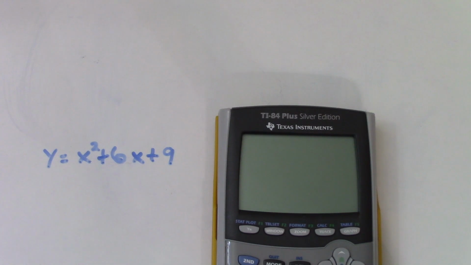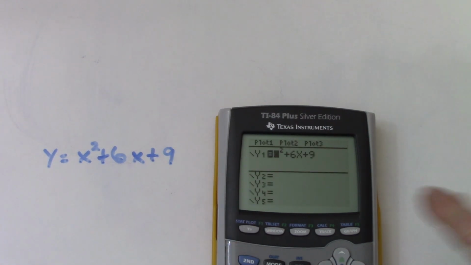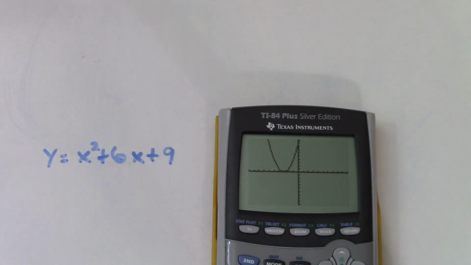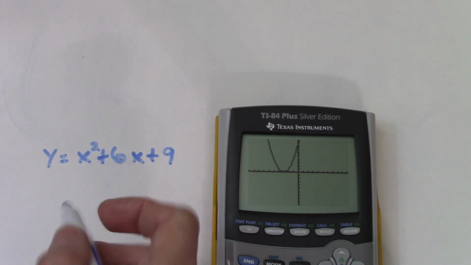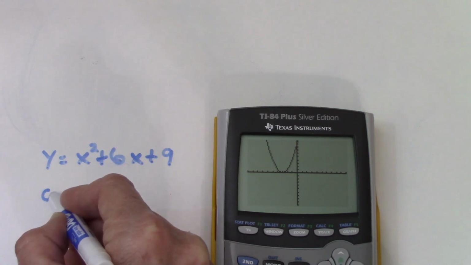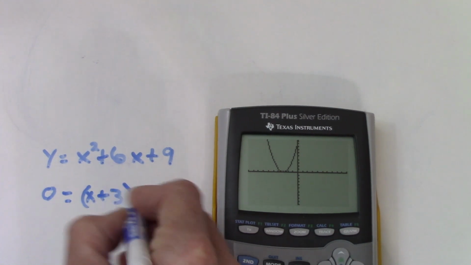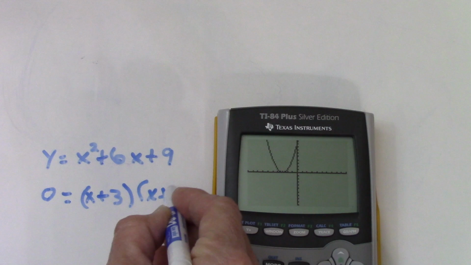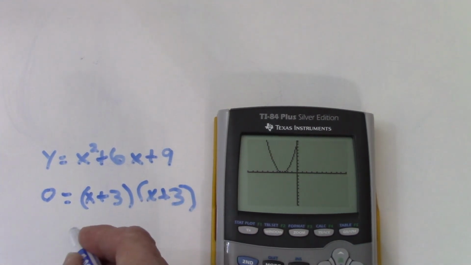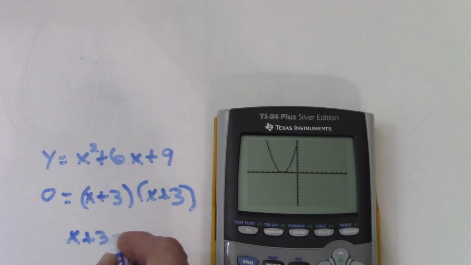Okay, let's look at this quadratic equation, y equals x squared plus 6x plus 9. And if we graph this one, what we'll see is that it touches. It only has one, well, it has 2 roots, but they're both the same. And that's because when we go to factor this, and we'll set this equal to 0, because we're looking for the zeros, we're going to have x plus 3 times x plus 3.